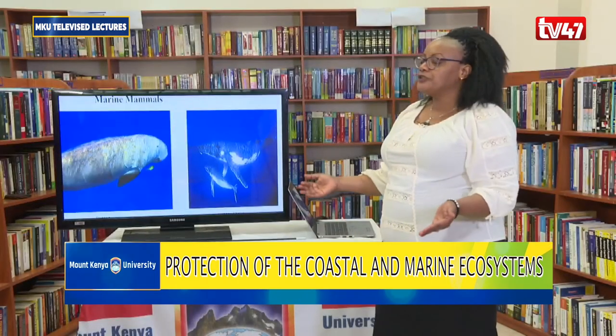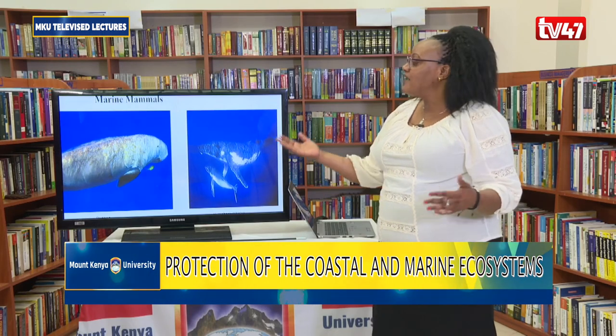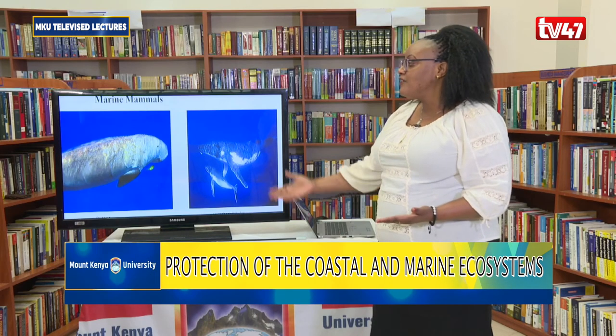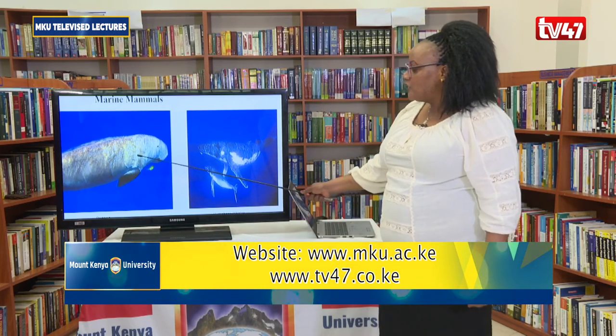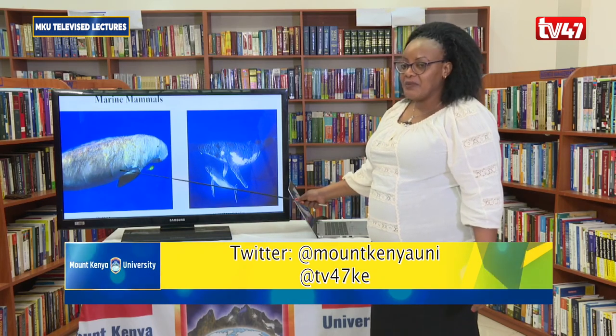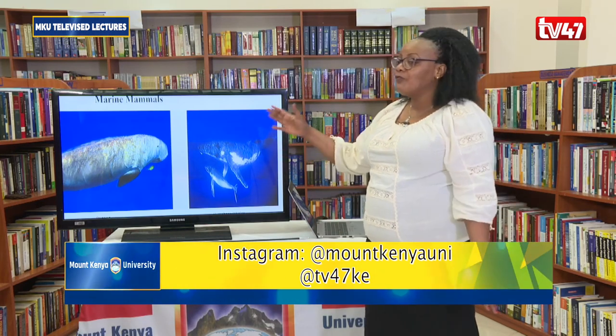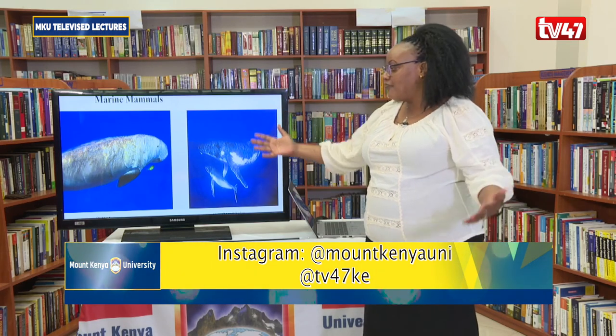Then we have marine mammals. Normally when you talk about the coastal and marine ecosystem needing much protection, it's because of these marine mammals, which are mostly endangered, and they need these areas or ecosystems for their survival. For instance, we have this specific species here, the dugong. It's very much endangered, and you can imagine its existence at the coast of the marine ecosystem. It portrays a picture that there is need for much protection of such an ecosystem, because these mostly threatened species thrive in them.